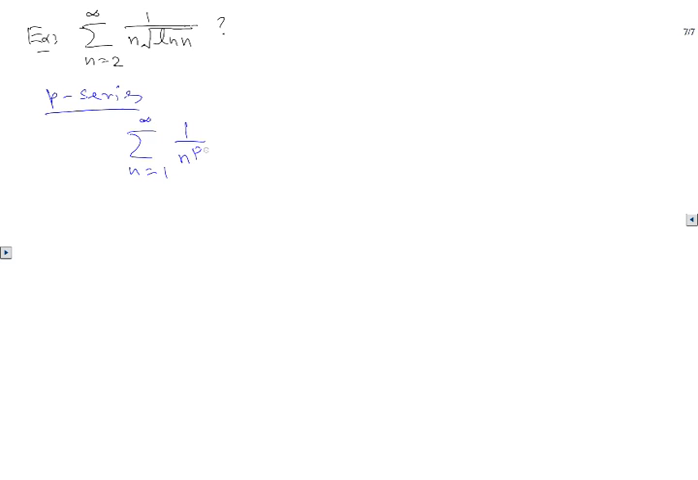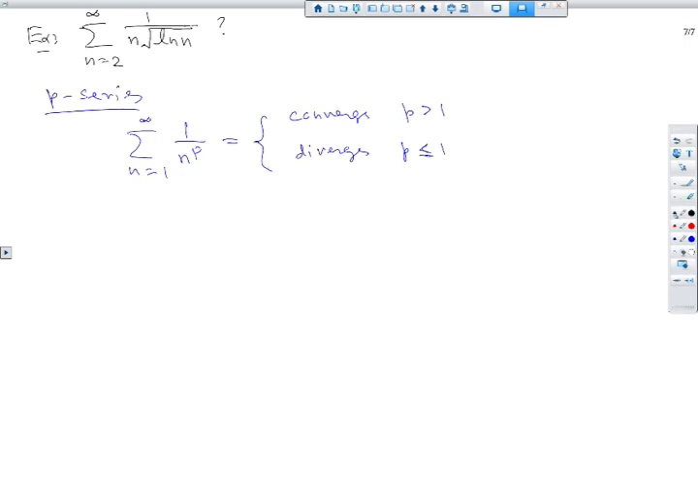In the integral we have 1 over x to the p. So the result is exactly the same. This one is going to converge if p is greater than 1, and diverge if p is less than or equal to 1. Why is this related to the integral test? Because we use the integral test to prove this.